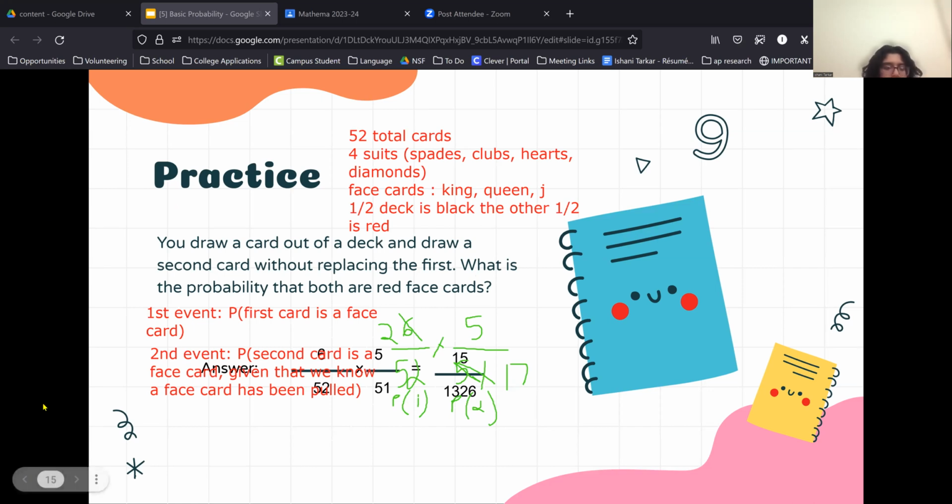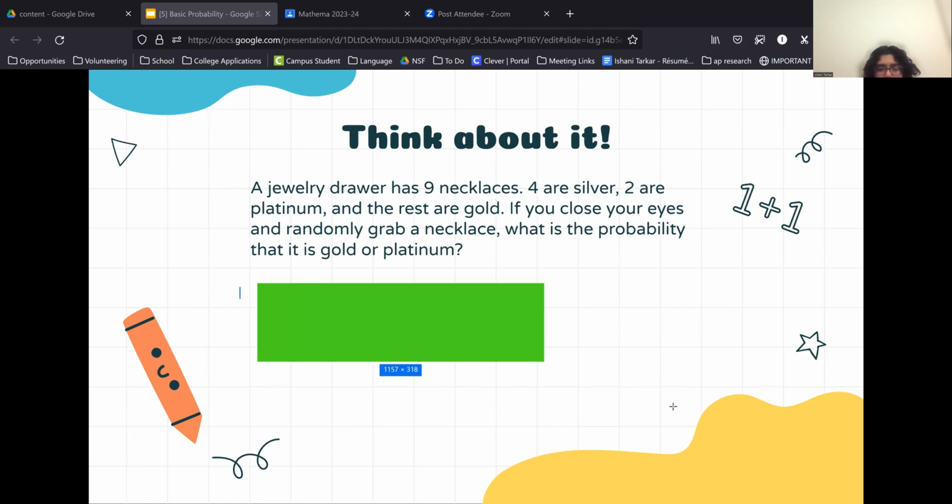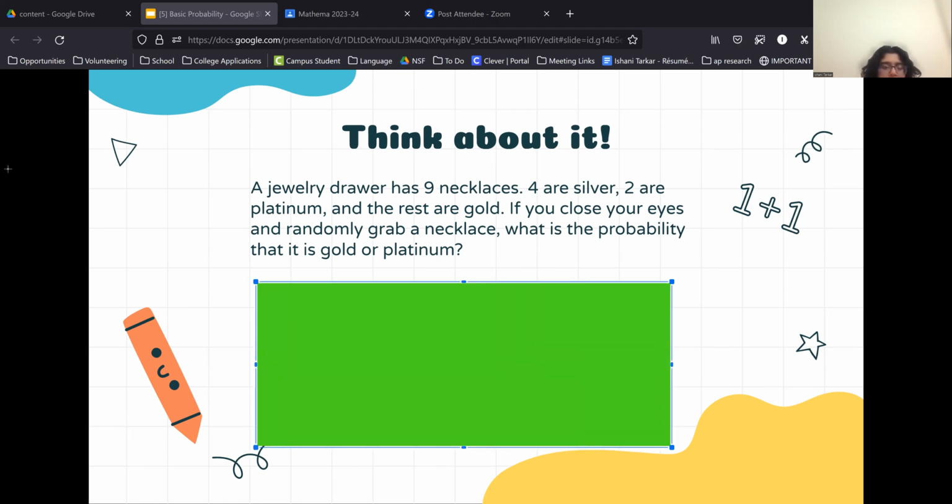Okay, so I will clear all my drawings. Okay, so what's the probability that whatever we choose is gold or platinum, right? So I am going to draw out the drawer, right? So we have a couple necklaces. So let's draw them out.